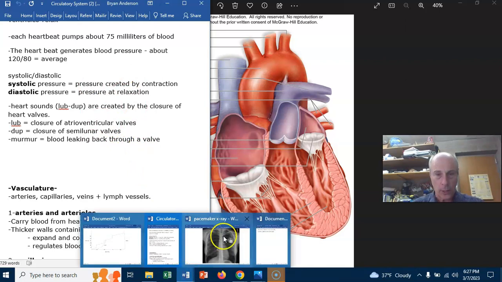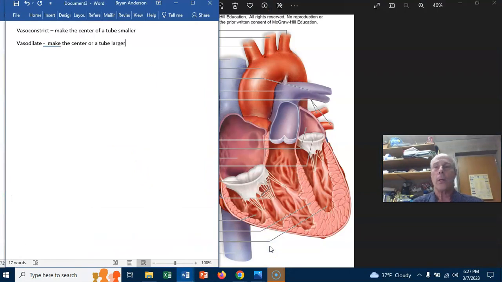So just a quick couple of items. These will come up repeatedly in our class, so I'm going to mention them here, and they will come up again. But vasoconstrict means to make the center of a tube smaller. So if I've got this tube right here, and I make the center of that tube smaller, I wish I could constrict it so that the center, or the lumen here, actually physically shrunk in size. That would be to vasoconstrict.